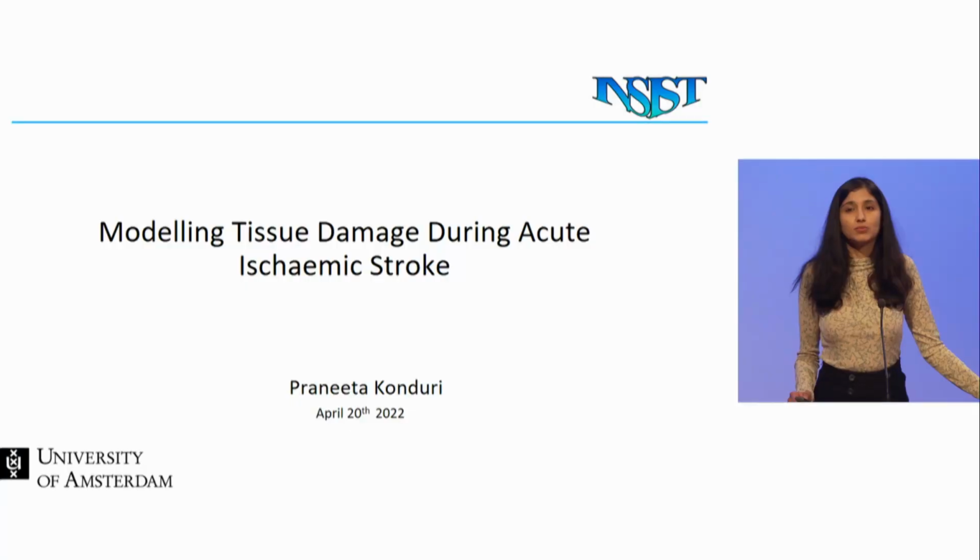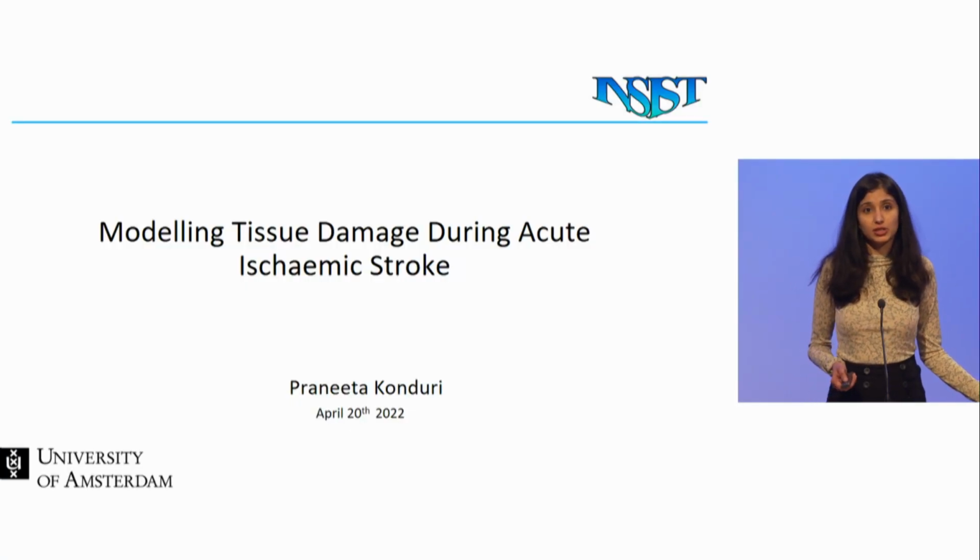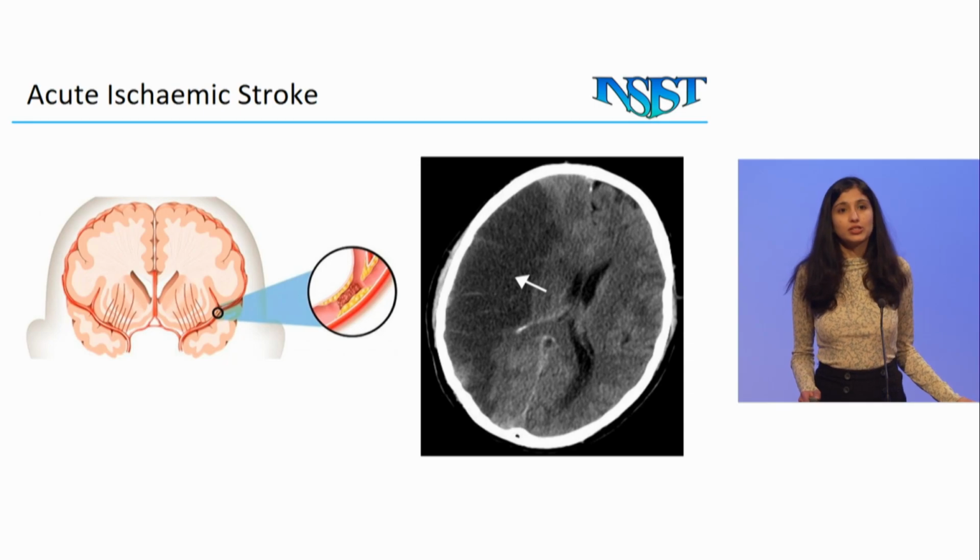Today, I will talk about modeling tissue damage during an acute ischemic stroke. An acute ischemic stroke occurs due to the sudden blockage of one of the cerebral arteries due to an occlusion or a thrombus. This leads to the formation of an infarct or a lesion. Understanding the mechanisms involved in lesion formation is very crucial in patient management and also in treatment development.